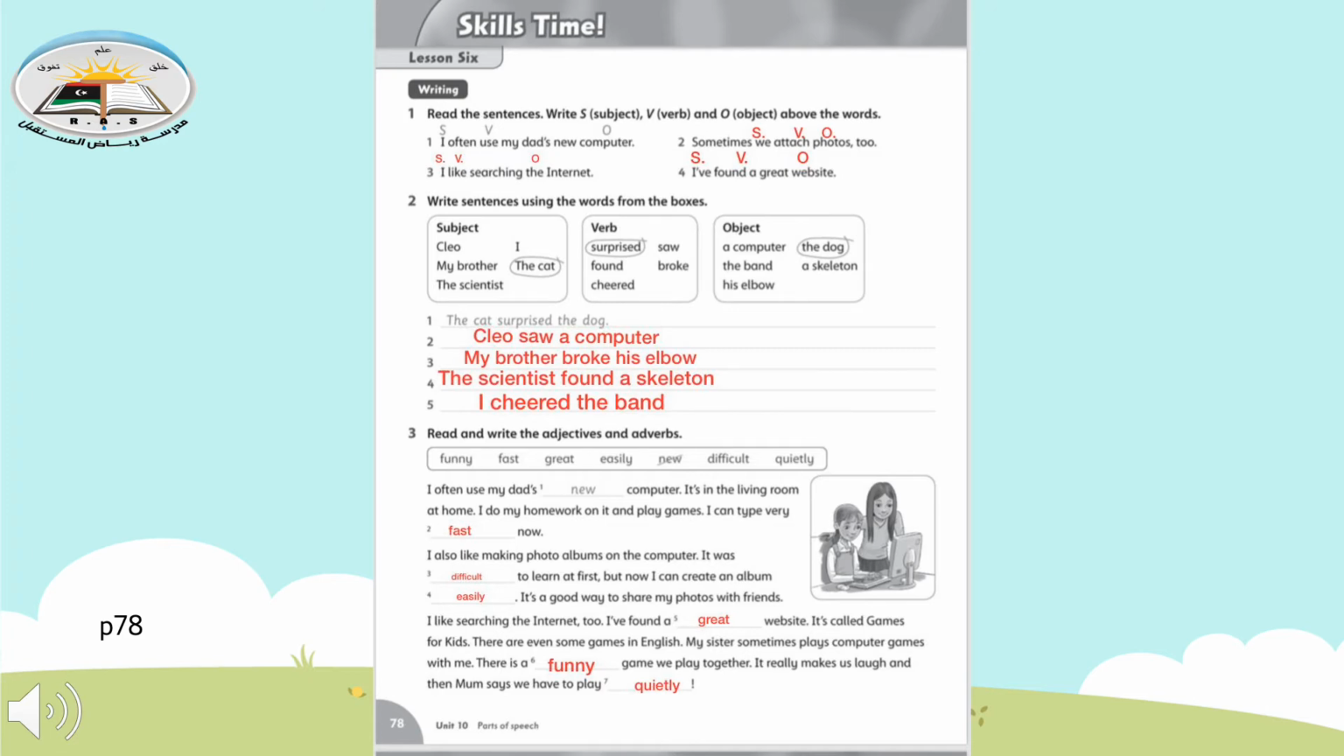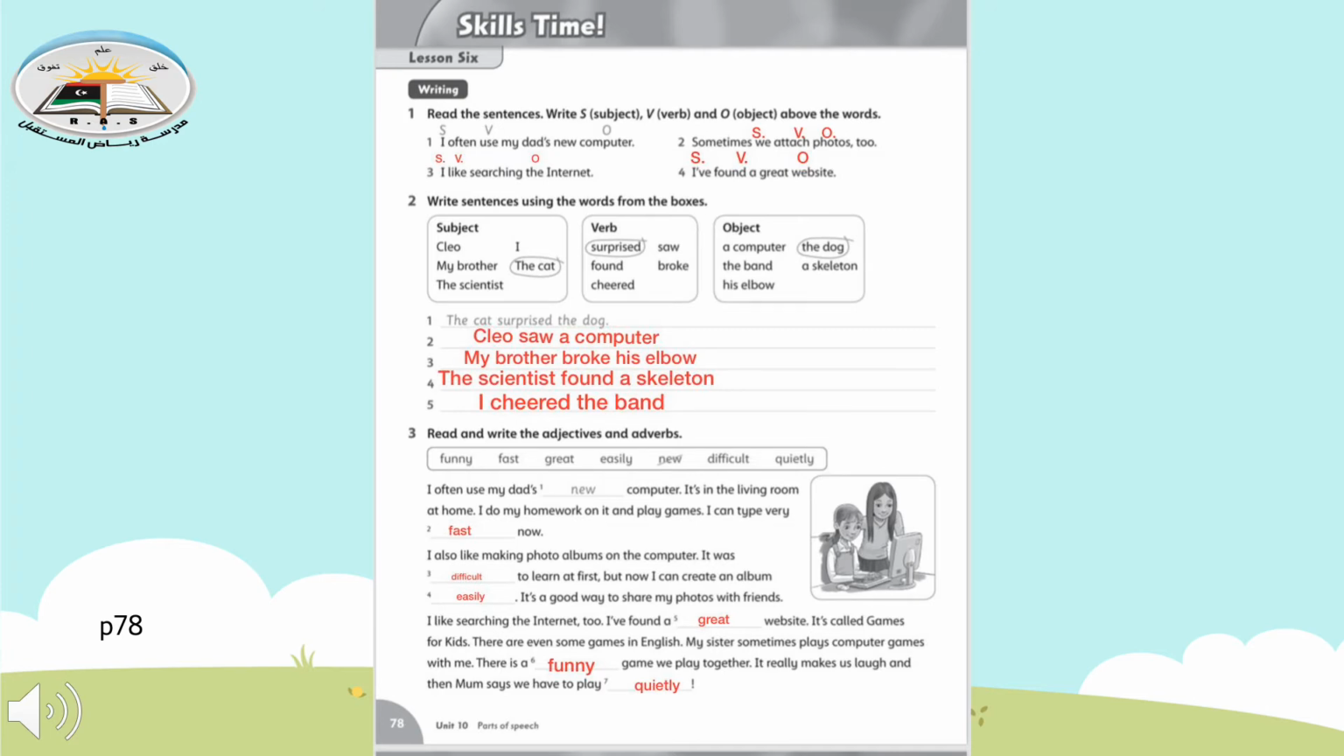Number 1 is already solved. We have 1. I often use my dad's new computer. So here the subject is I. The verb is use. The object is computer.